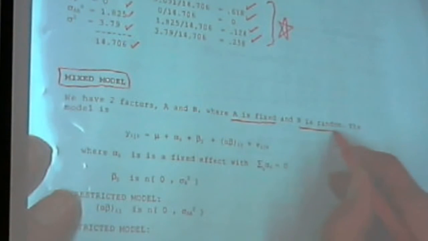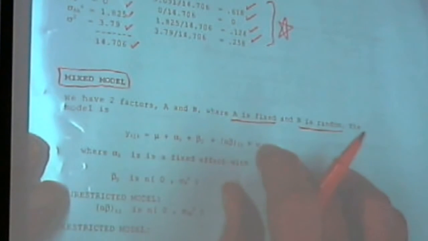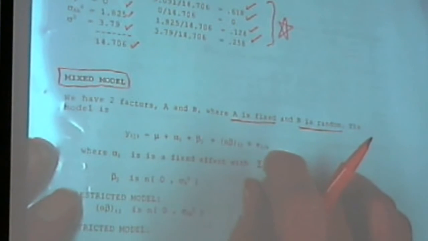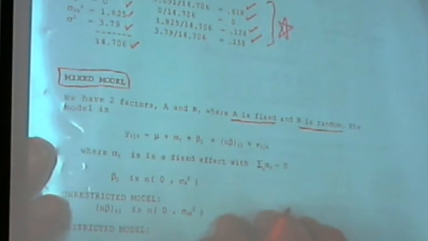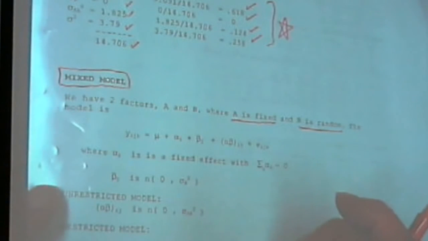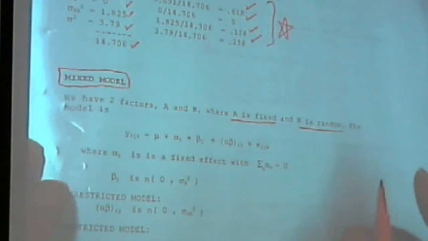Now we have 2 factors, again, A and B, where A is a fixed factor and B is a random factor. So we call this a mixed model. We had talked about earlier the case where both factors were fixed. Then we had talked about earlier in this handout the case where both factors were random. And now we're coming to what we call a mixed model, where one of the factors is fixed and the other is random. Okay, so let's see what it says about this mixed model.